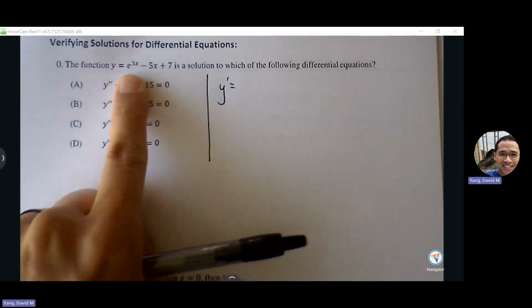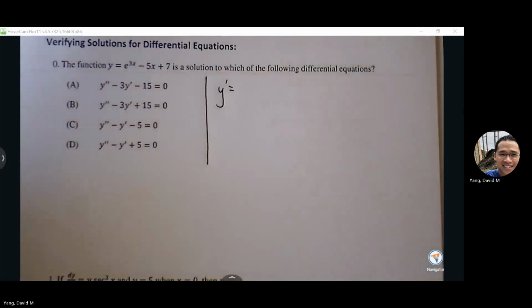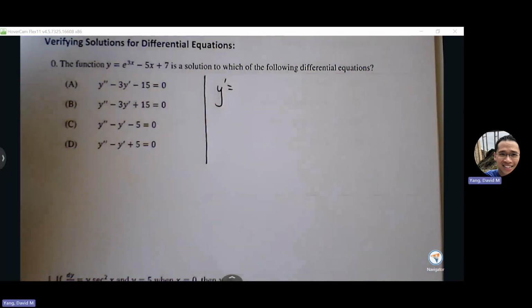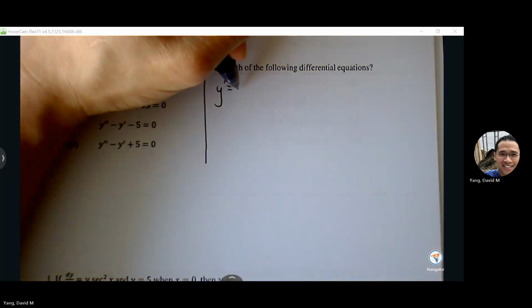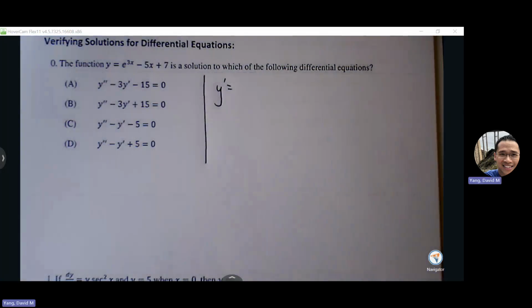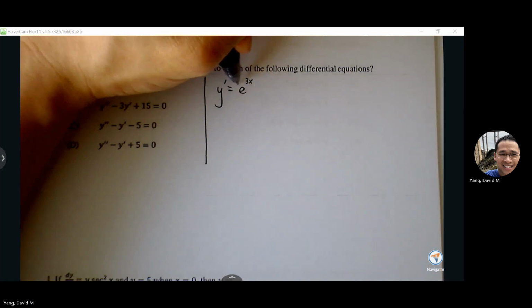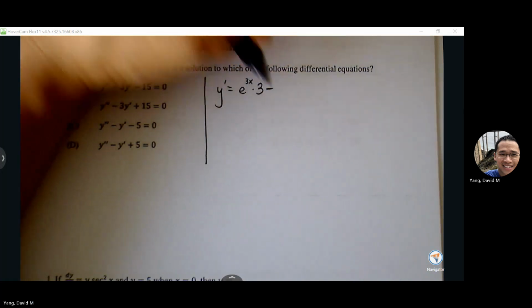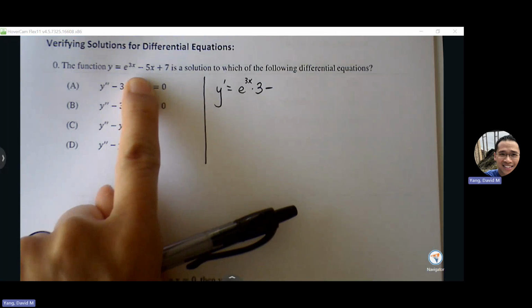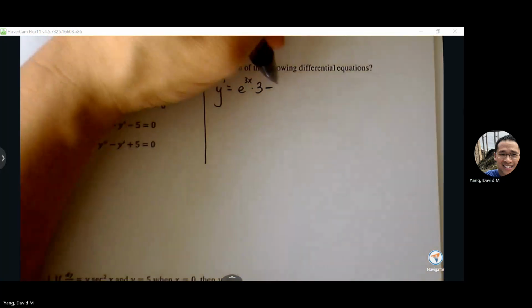Okay, what's y prime equal to? E to the u becomes what? E to the u. Close. Oh, 3e to the 3x. Yeah. So e to the u times u prime, right? So e to the 3x times 3. And then 5x becomes 5.